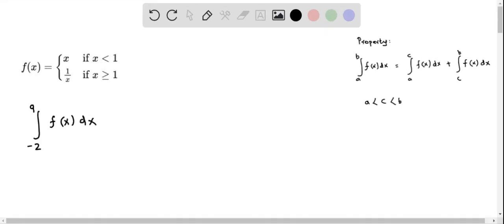Let's evaluate this definite integral. That is, we have to evaluate the integral from -2 to 9 of f(x) dx. And here we can use this property of definite integrals.